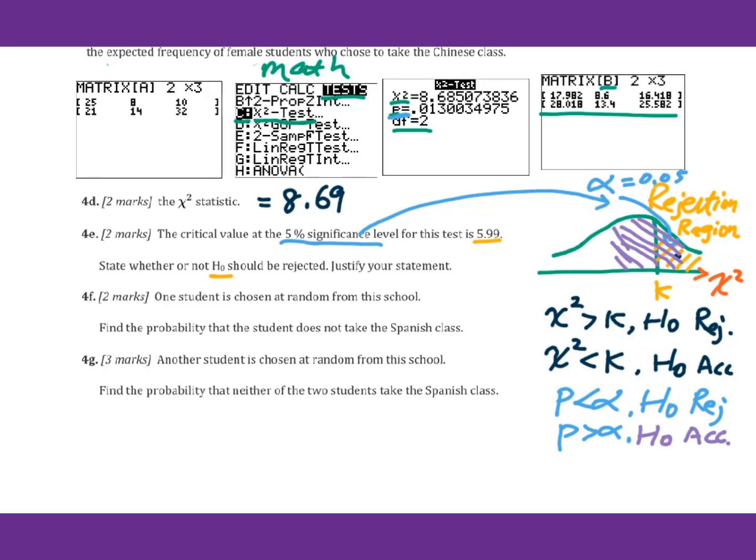We know this chi-square is 8.69, greater than 5.99. So H0 is rejected.